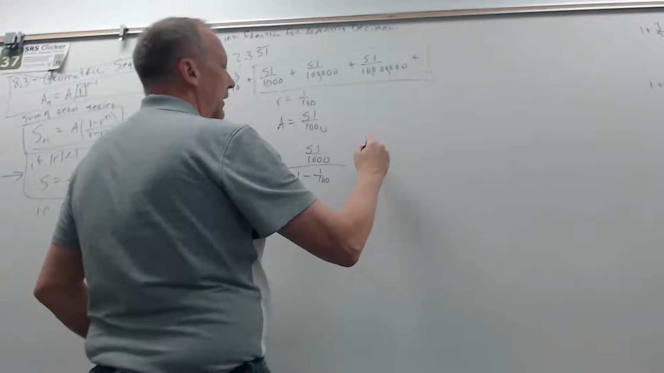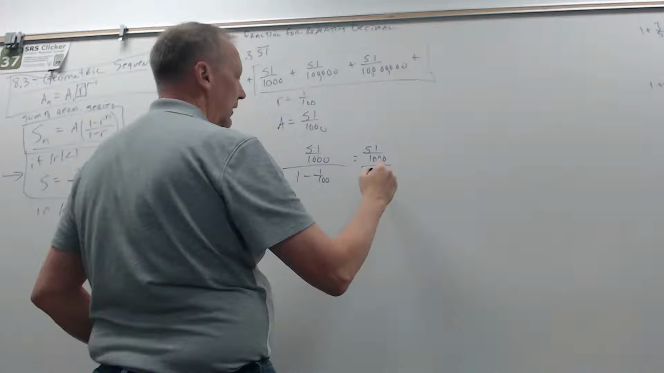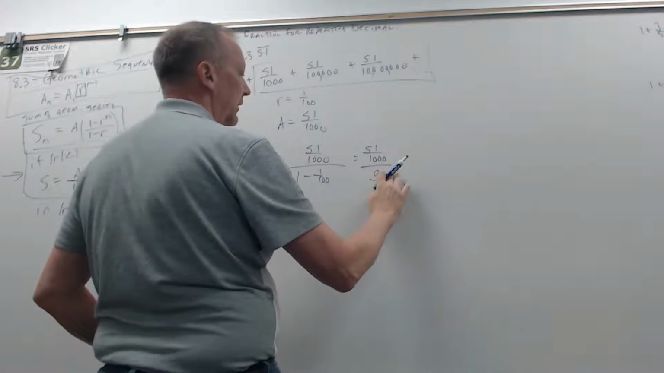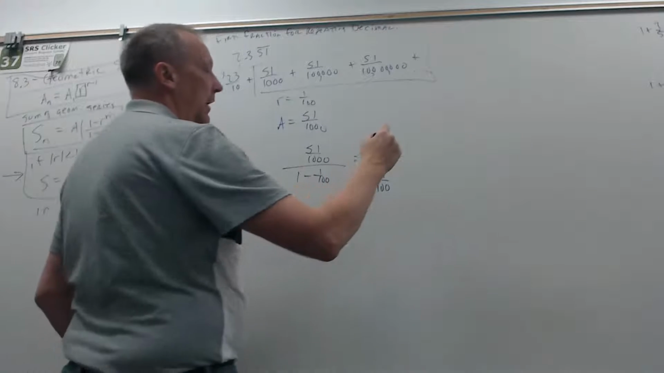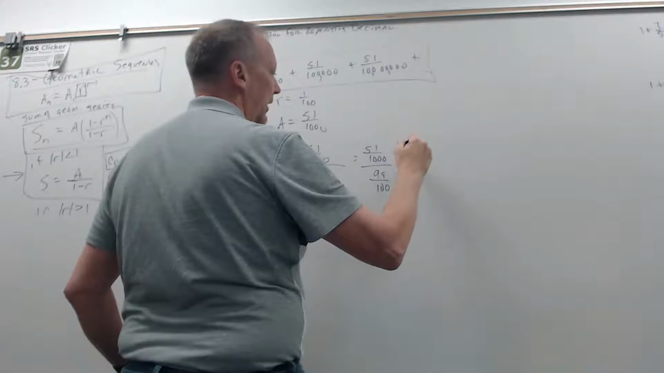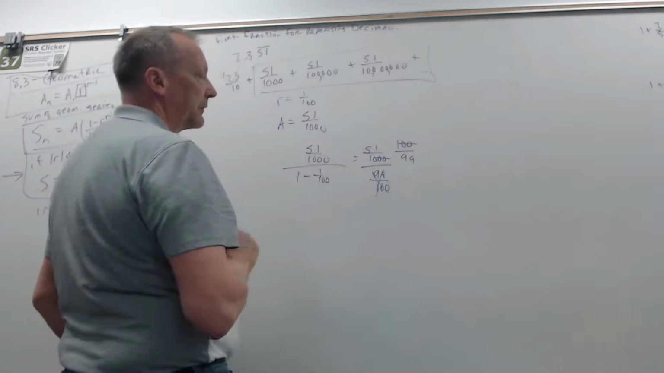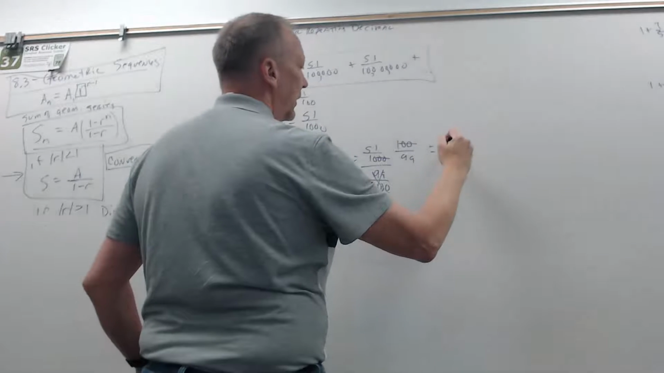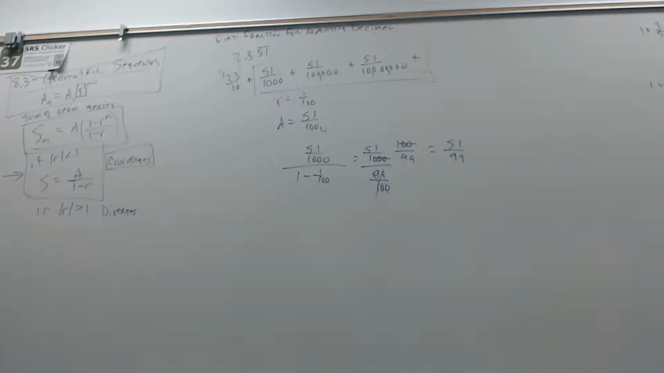Which is 51 over 1,000 over 99 over, sorry, 99 over 100. Okay? I can flip and multiply, and I'm going to have 100 over 99, right? So those 2 zeros cancel those 2 zeros. And I'm going to get a fraction of 51 over 990. That's what I meant. Okay.